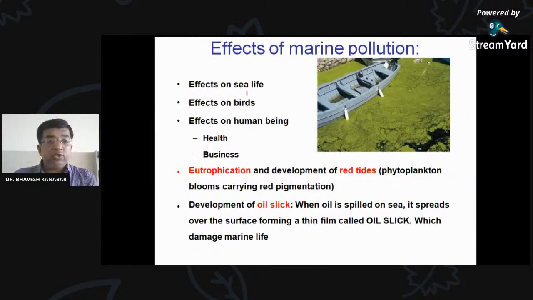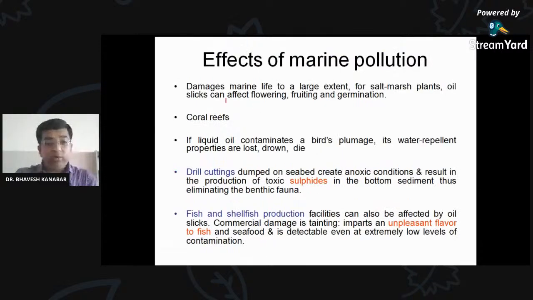Effects of marine pollution: effect on sea life, there can be damage to aquatic animals and plants; effect on birds; effect on humans, like health and business. The health of humans can also be impaired. Business, because of oil leakage, there can be loss and it can lead to the loss of businesses. So these are all the types of effects of marine pollution. We have already discussed many things about marine pollution.